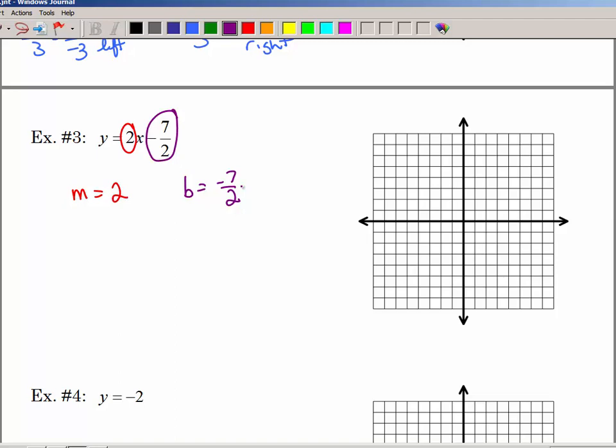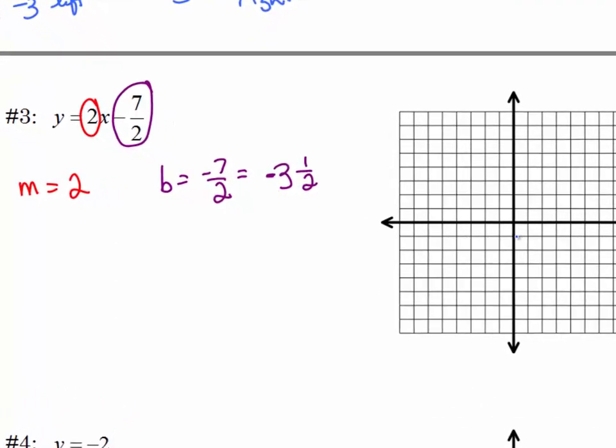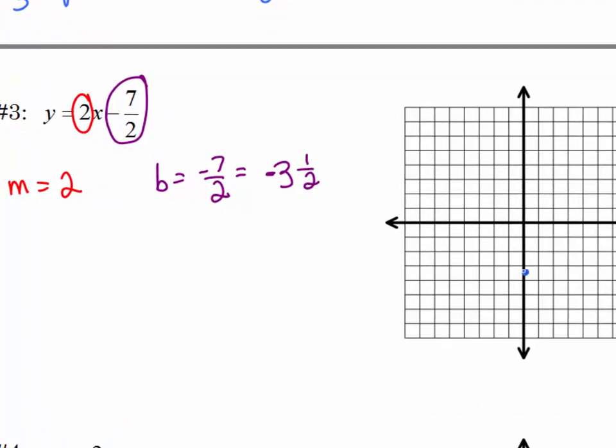And you're going, well, how am I supposed to graph that? Well, think about that. 2 goes into 7 3 times with 1 left over. So the y-intercept is -3.5. So we would just estimate where that is. So down 1, 2, 3 and a half. So about right there. Then our slope, we need to make it into a fraction.